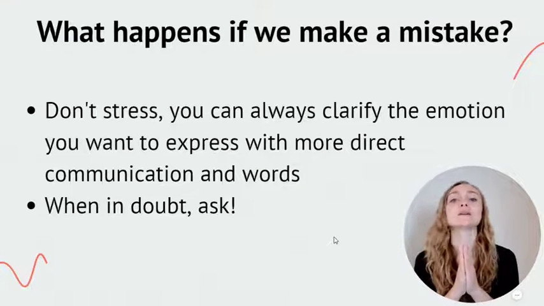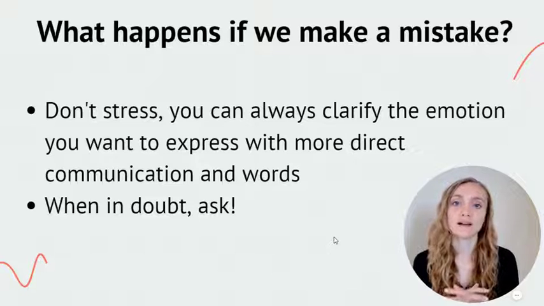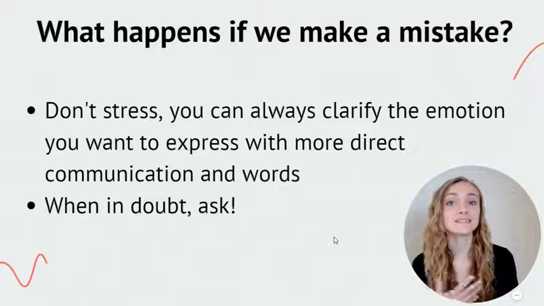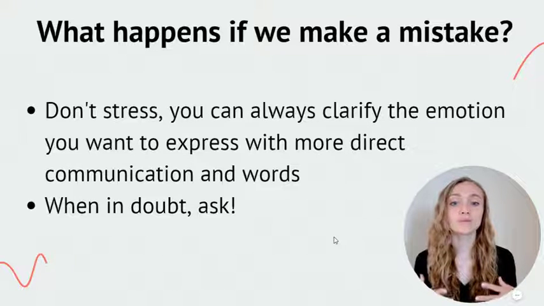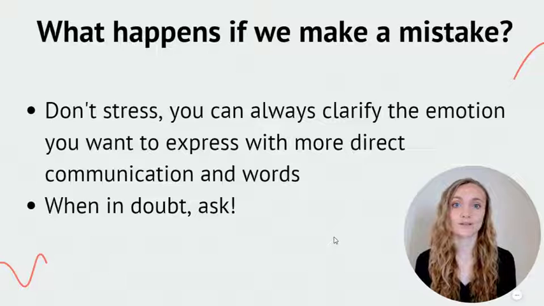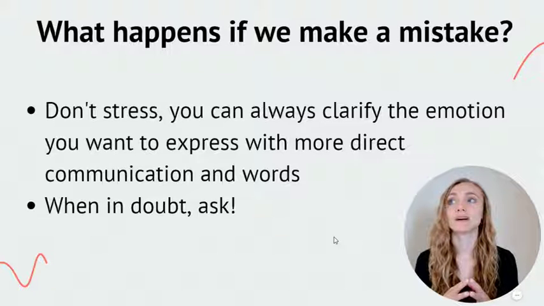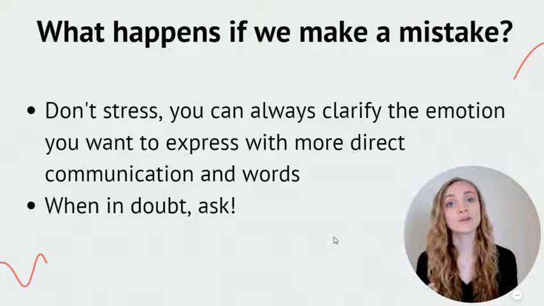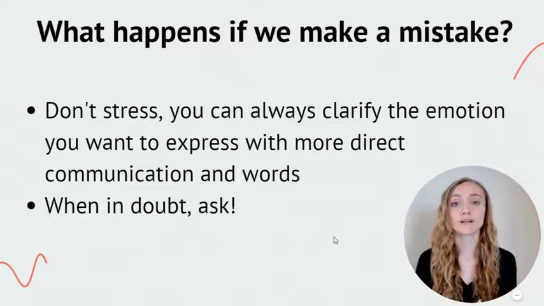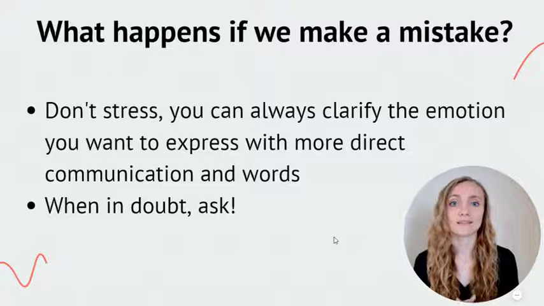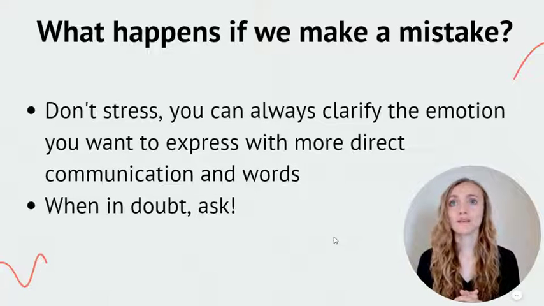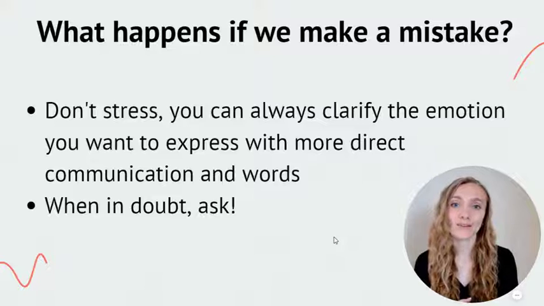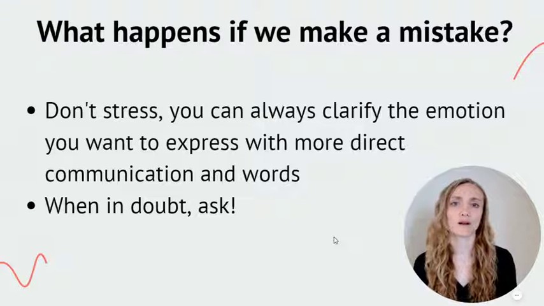So if you make a mistake with intonation, you can always clarify the emotion or the politeness that you want to express to someone with just being more direct with your communication and words. So for example, if I'm at a restaurant and I want to use my intonation patterns to show that I'm being very polite to the waiter or waitress, instead of saying, hi, could I please have some water? If I don't use that intonation pattern and instead I say, can I have some water?